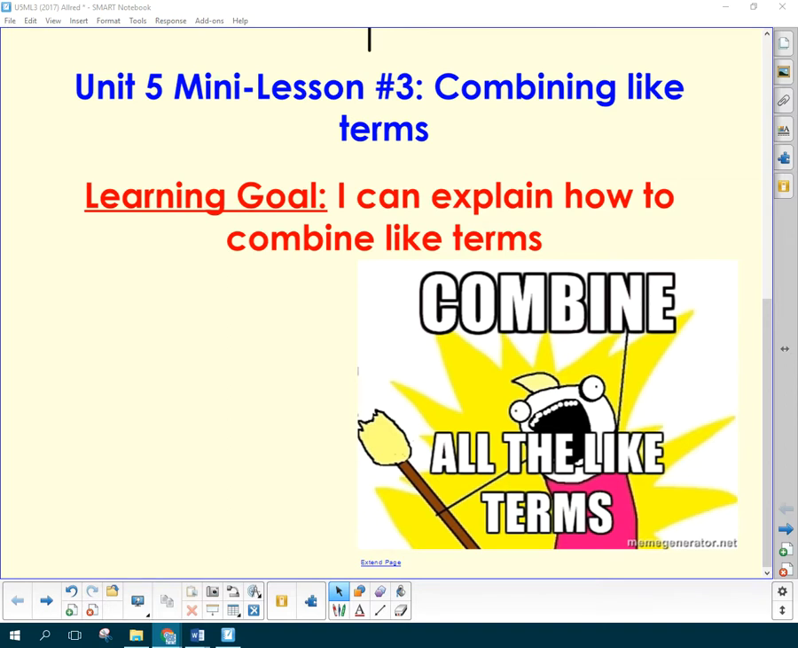Today, we're going to take what we learned about the distributive property and expand on that a little bit. We're going to take that distributive property and some other things, and we're going to talk about simplifying variable expressions so that all the like terms are together. Your learning goal by the end of the day is that you should be able to explain to a friend how to combine like terms.